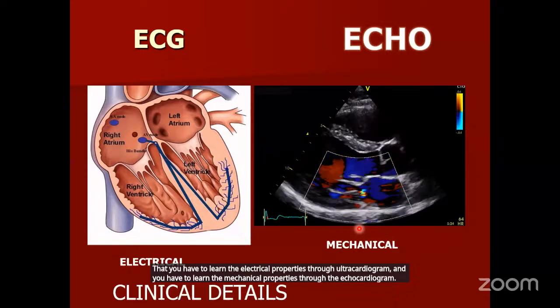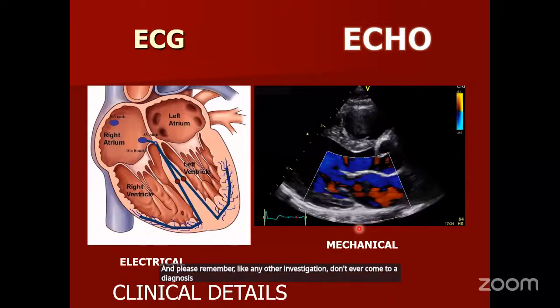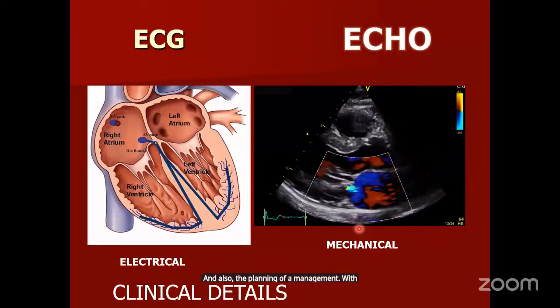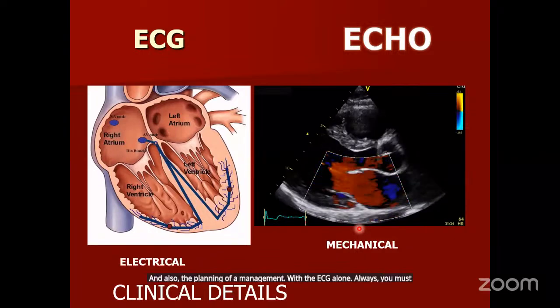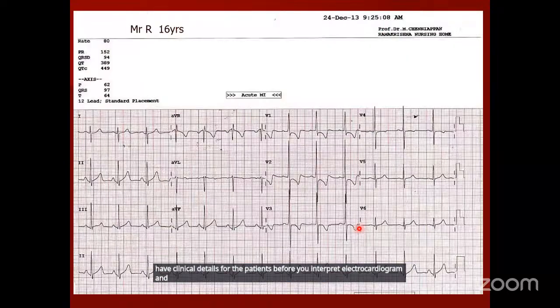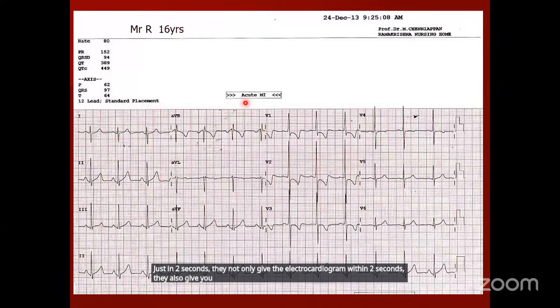And please remember, like any other investigation, don't ever come to a diagnosis, conclusion, or plan of management with ECG alone. Always have the clinical details of the patient before you interpret the electrocardiogram and plan management. Now we have modern ECG machines which can give you the electrocardiogram in just 2 seconds. They not only give the electrocardiogram within 2 seconds, they also give you a diagnosis within 2 seconds.